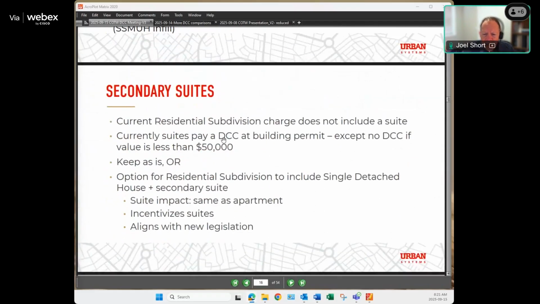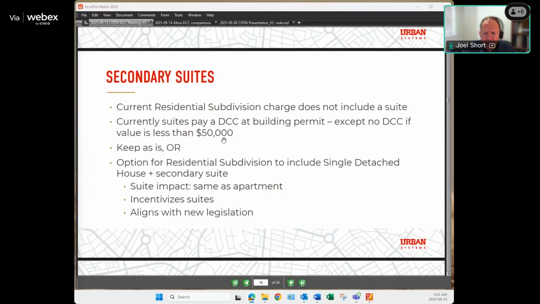Now, with respect to secondary suites, the current subdivision charge doesn't include a suite. So basically, when you pay your DCC, you're paying a DCC when the lot is created, and then if somebody comes along, builds a secondary suite, they have to pay another DCC for the suite. So currently, the suites pay a DCC at building permit, except if the value is less than $50,000, because that's a statutory exemption that if you've got a DCC project and the construction value is less than 50,000, you don't pay a DCC.